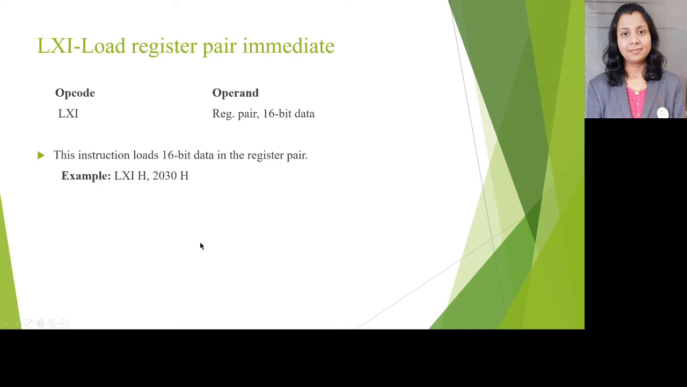Next is LXI. What is this? Load register pair immediate. Opcode is LXI. Operand can be a register pair or 16-bit data. This instruction loads 16-bit data into the register pair. The example is LXI H, 2030H. 2030H is a 16-bit data and H is a register pair. What we are doing here is we are transferring this 16-bit data to the H register pair.